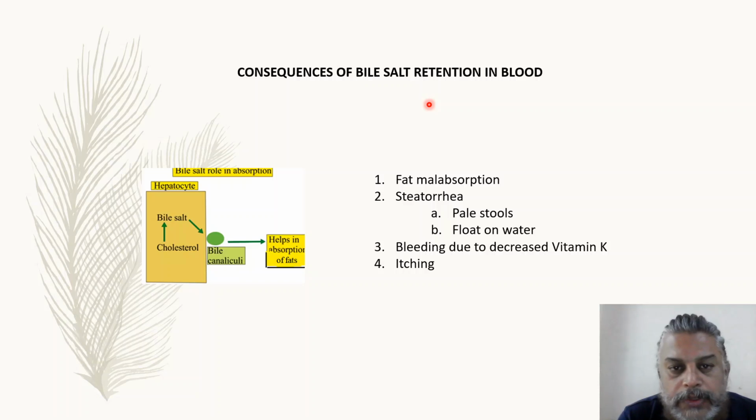What is the consequence of bile salt retention in the blood? This bile salt retention will cause fat malabsorption. It will also cause steatorrhea, that is pale stool which is difficult to flush, bleeding because of decreased vitamin K, and itching.